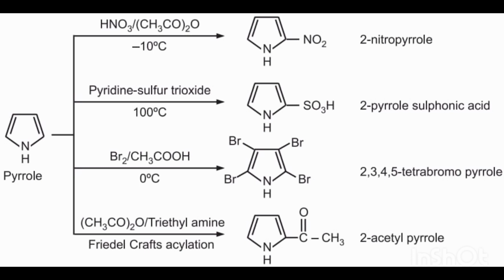So these are the various reactions of pyrrole. Pyrrole on treatment with nitric acid gives 2-nitropyrrole, with pyridine and sulfur trioxide gives pyrrole-2-sulfonic acid, on halogenation gives 2,3,4,5-tetrabromopyrrole, and on acetylation, that is Friedel-Crafts acylation, with acetic anhydride gives 2-acetyl pyrrole. These are the various reactions of pyrrole.